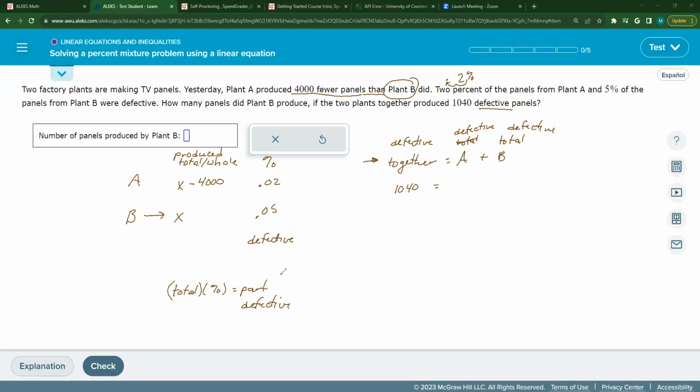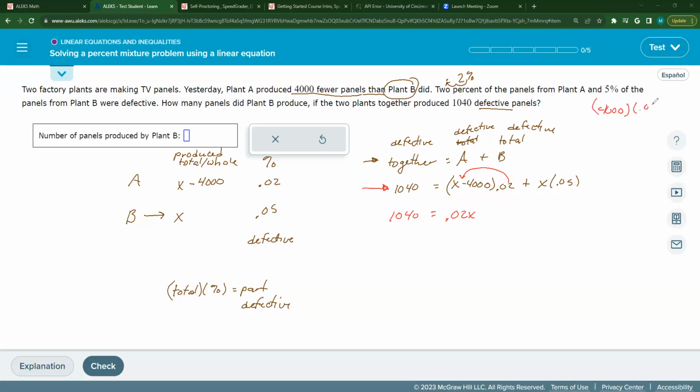So defective total. Okay, so for A, the defective is going to be the total, which is X minus 4,000 times the percent, which is 0.02, plus B is going to be X times 0.05 is going to equal that total defective. So I've got all my defectives, I got my equation. I can ignore everything else and just focus on this equation.